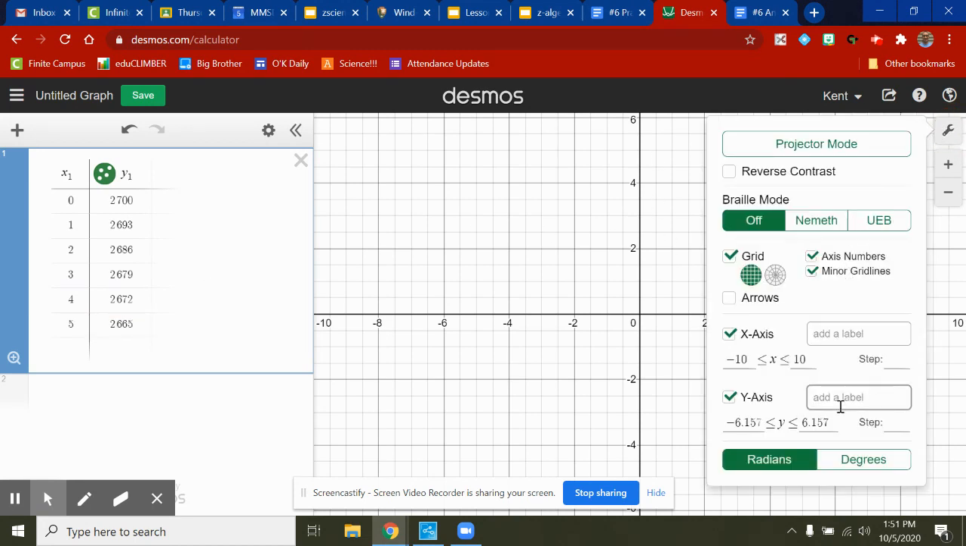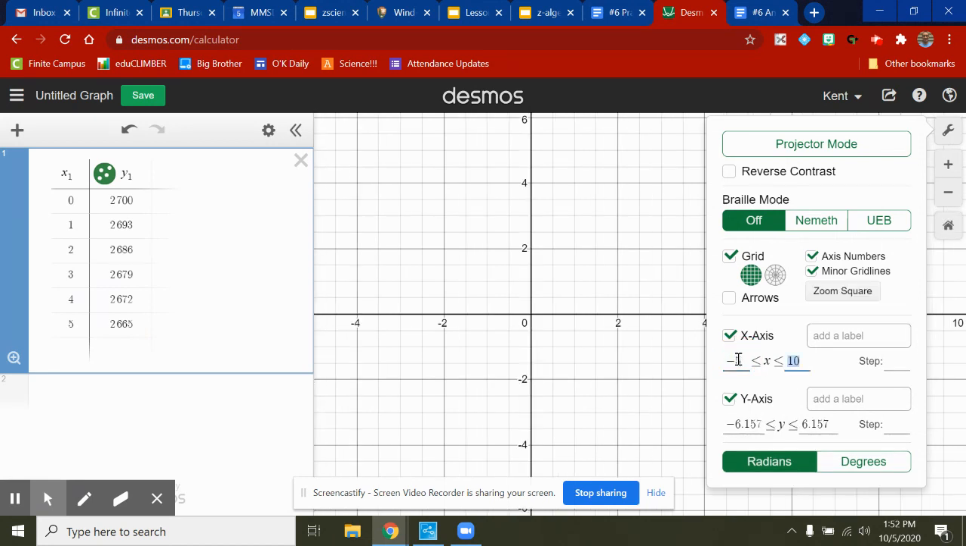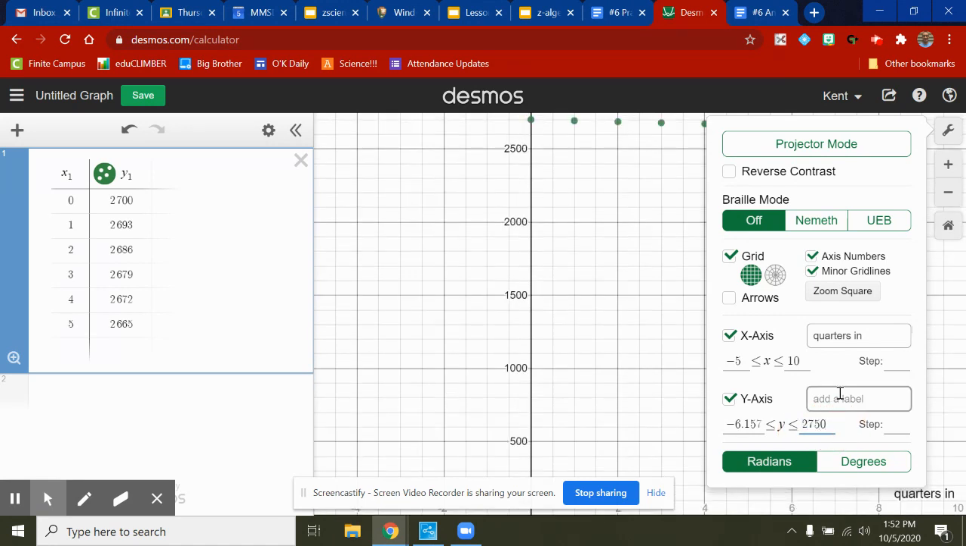Now I can't see this on my graph. I'm going to go over to my wrench because I can actually pick this. For my x's, I like to have a little negative so I can still see that. I'm just going to do 10 quarters, so this is quarters in. And then my y-axis, I go all the way up to 2,700, so I'm going to actually go to 2,750. And this is candies left.